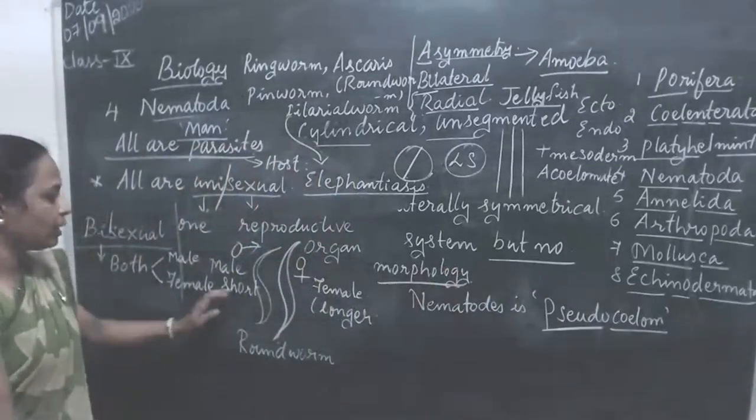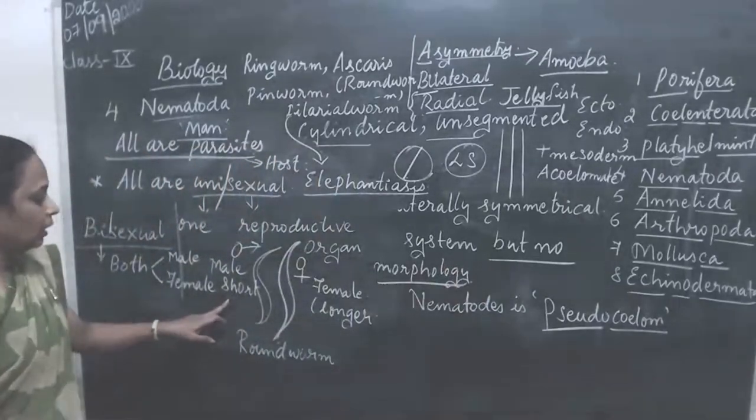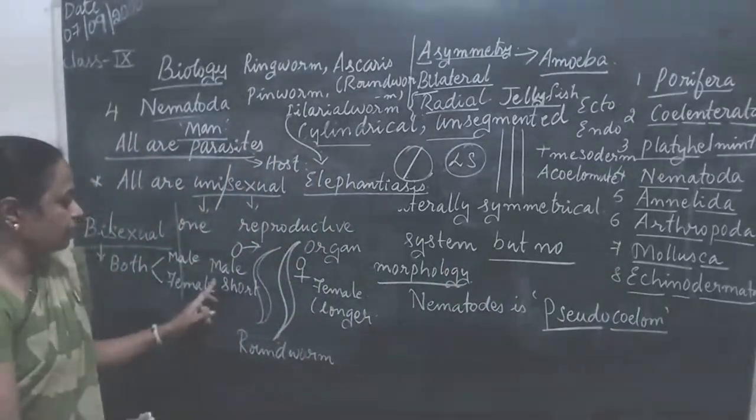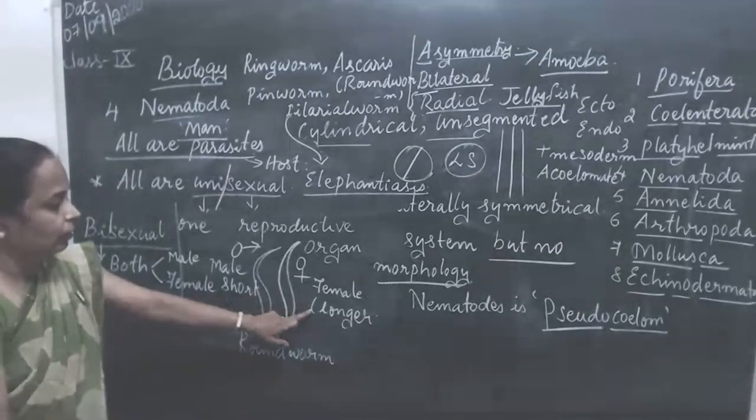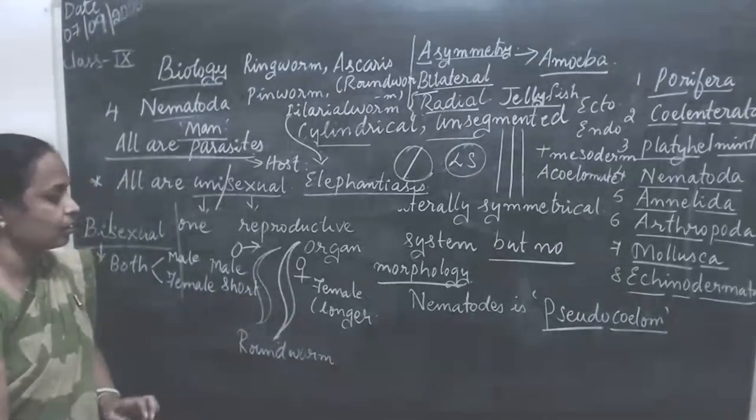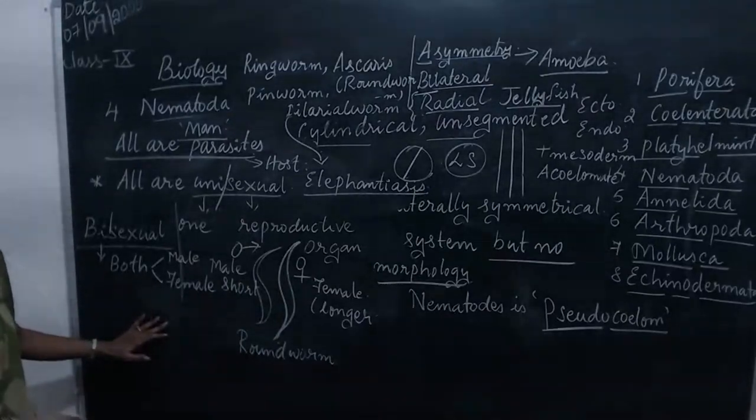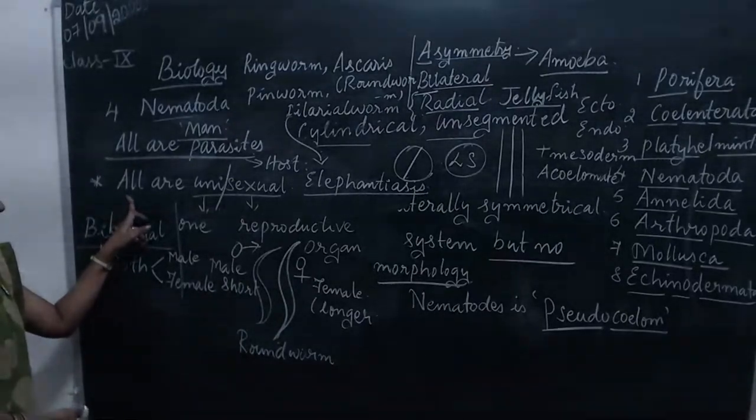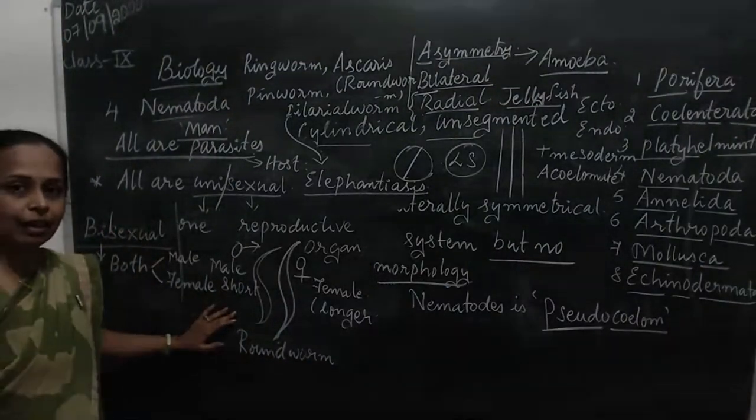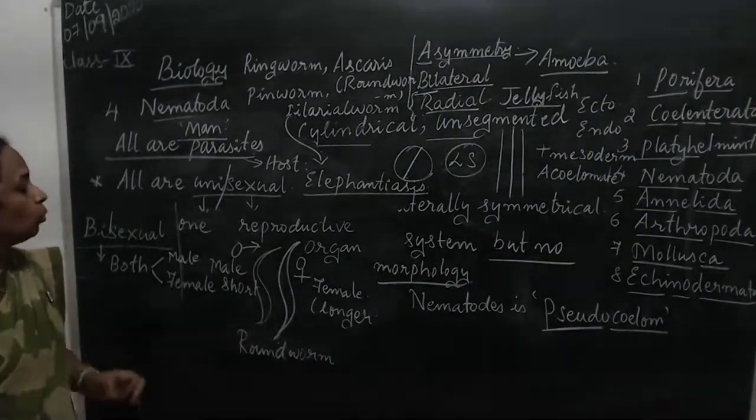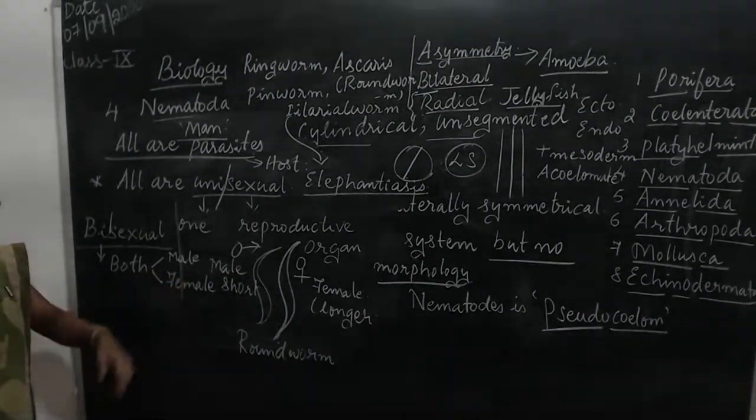So what is happening based on the external features? The short organism is considered a male and the longer one is considered a female. This is how you can define the term unisexual: we can just see the length of the organism and tell who is the male and the female one.